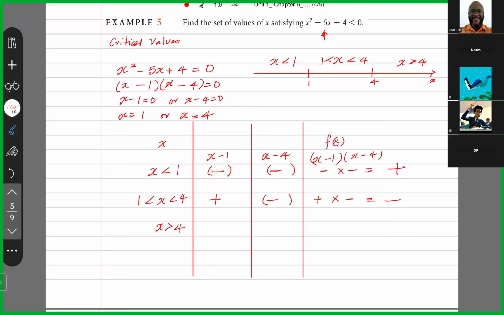Now let us see what happens when x is greater than 4. For example, if x is 5, x minus 1 would be 5 minus 1, which is what? Positive. If x is 5, x minus 4 would be 5 minus 4, which is also what? Positive. And a positive times a positive is a positive.